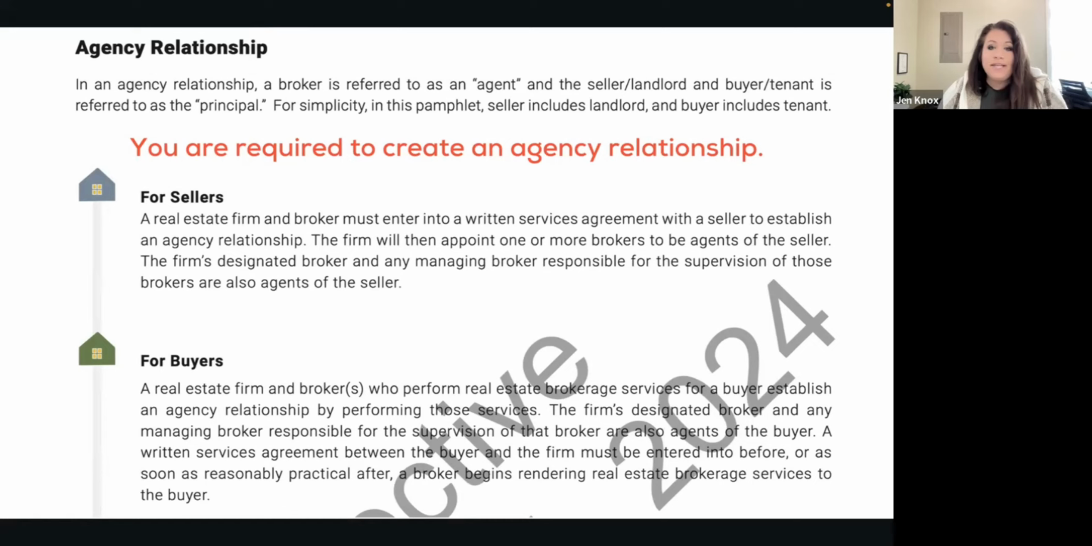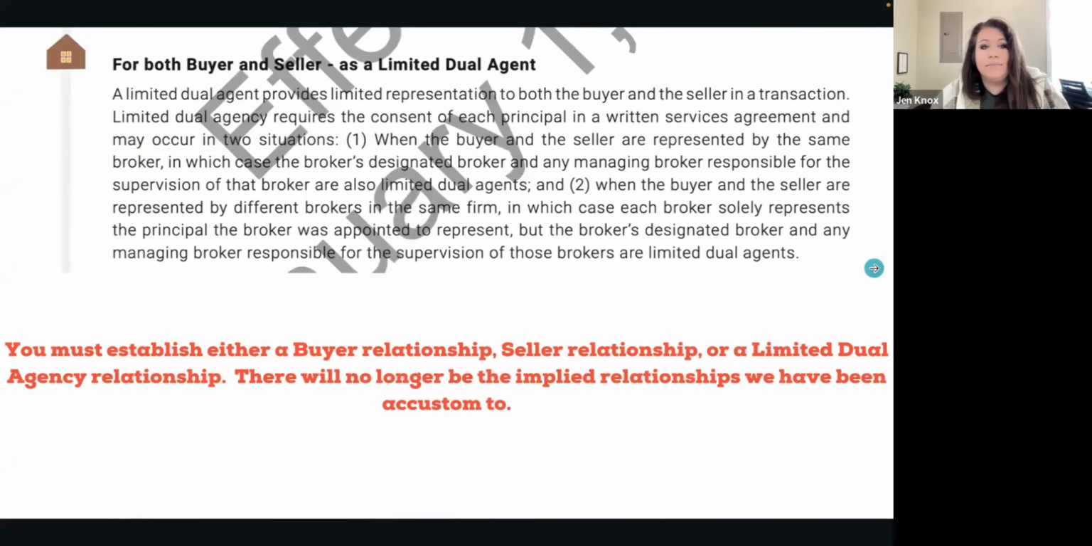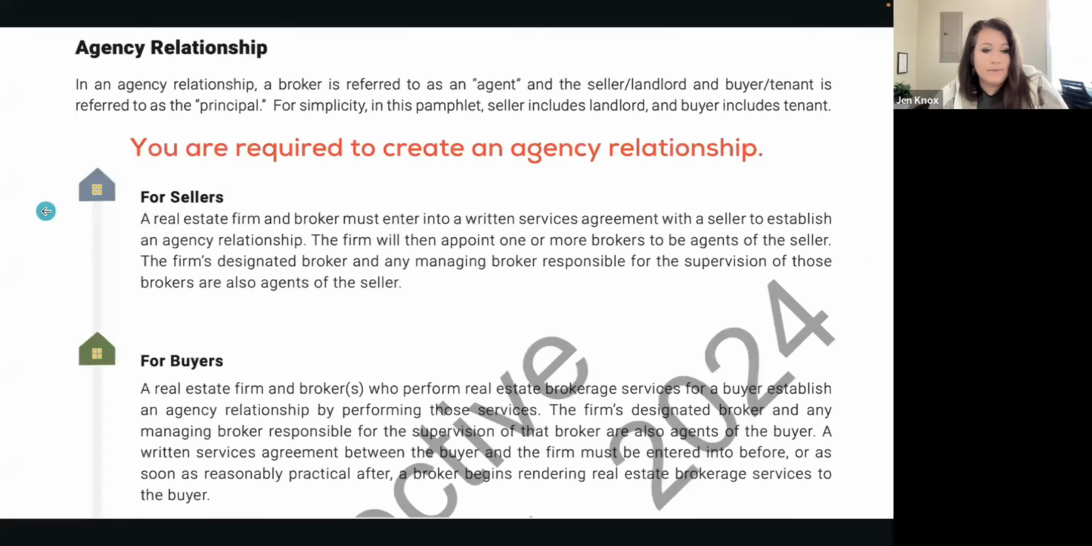It just means we need to enter into what they're calling a written service agreement. For sellers, it's going to be the listing agreement. For buyers, it's going to be the buyer-broker agreement. But either way, we're going to have something in place that proves our relationship rather than just assumes it.